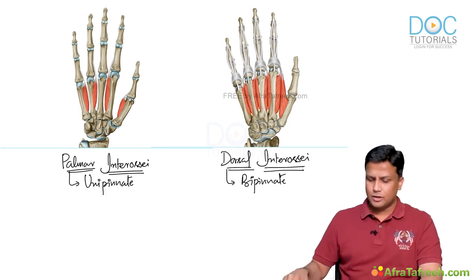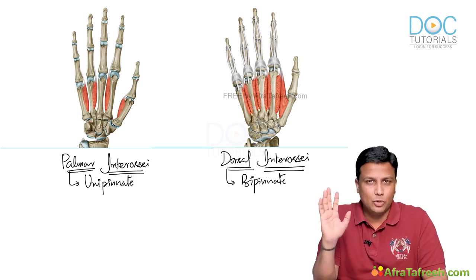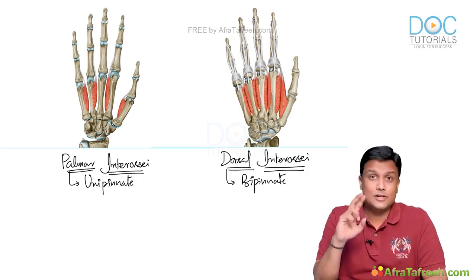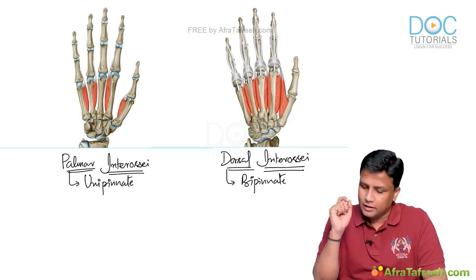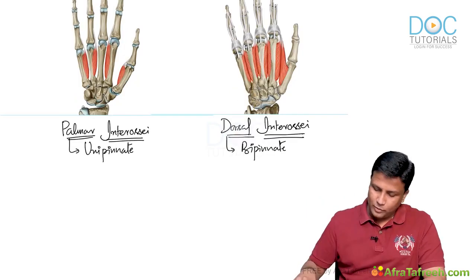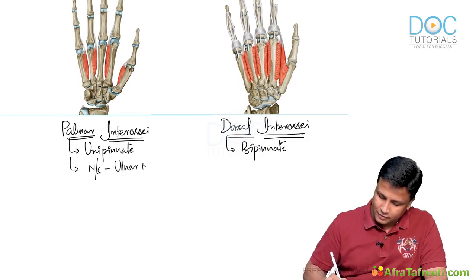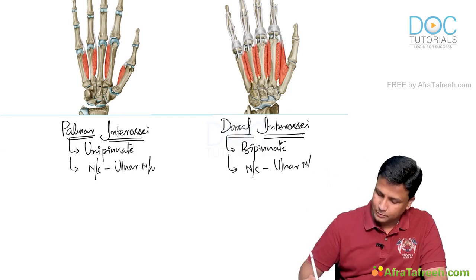Is it okay? So the moment you look at the diagram, you can easily identify, yes sir, they are interossei between the bones, but the one which are unipinnate will be the palmar interossei. The one which are bipinnate, originating from adjacent bones there, adjacent metacarpals there, that is nothing but bipinnate, guys. Now what about the nerve supply? Remember, all your interossei are supplied by ulnar nerve, whether it is palmar or whether it is dorsal, guys. Nerve supply will be always the ulnar nerve only.